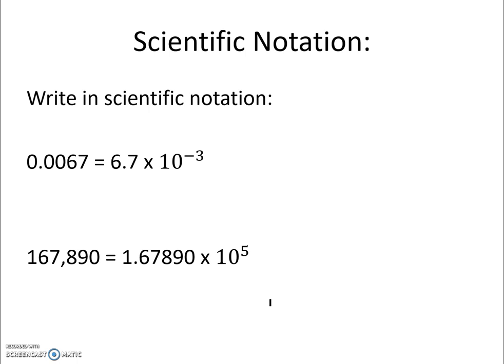The second example is 167,890. If I want to get that number between 1 and 10, I have to move that decimal, which we don't write, but we know it's right there by the 0. So we go to the left, and we have to go 5 places to find a number that is between 1 and 10. So when we do that, we get 1.67890 times 10 to the 5th because we moved the decimal 5 places to the left.